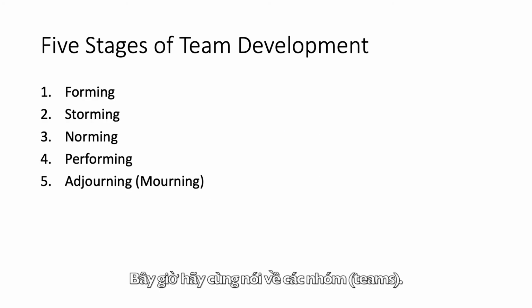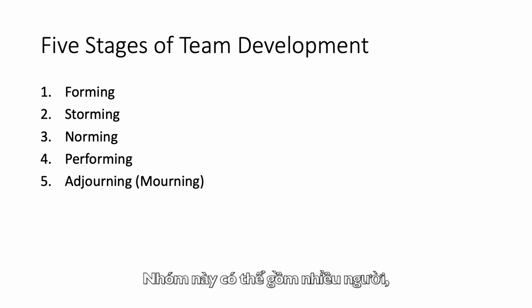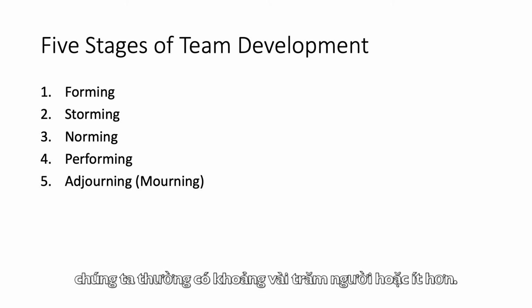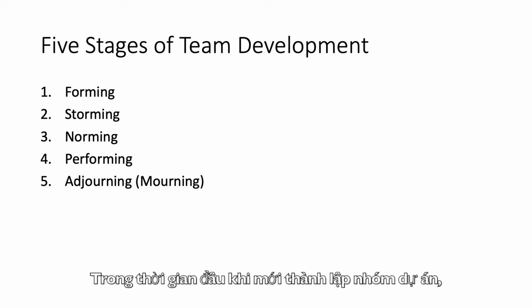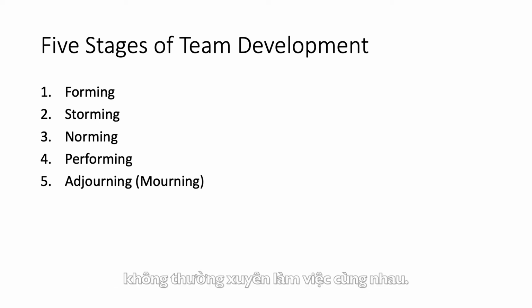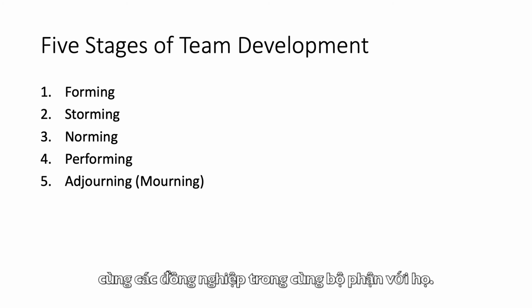Now let's talk about teams. In order to execute a project, we need to have a team, a project team. This could be a very large number of people, thousands, or more likely, for our situation, it would be in the level of hundreds or less. But during the initial time when we put together a project team, we have to keep in mind that the people who are on this team normally don't work together. Normally, these people work for their line manager and among their colleagues and their peers in their line of operation.